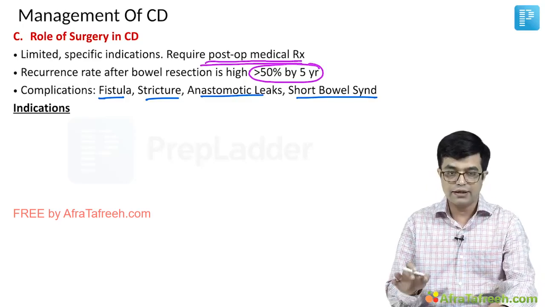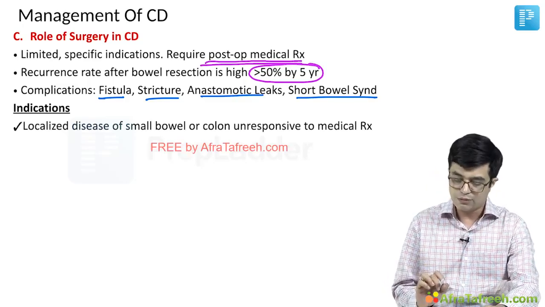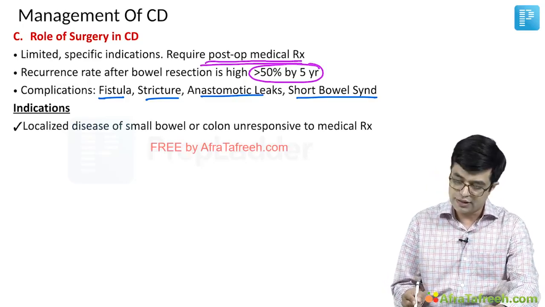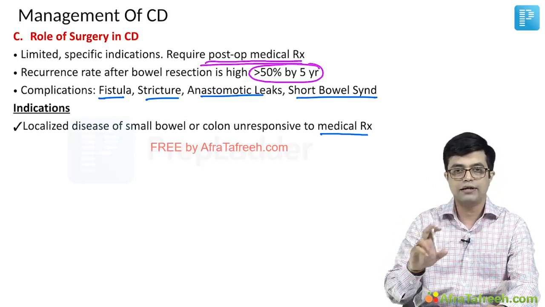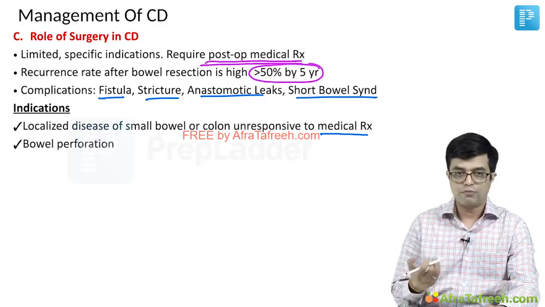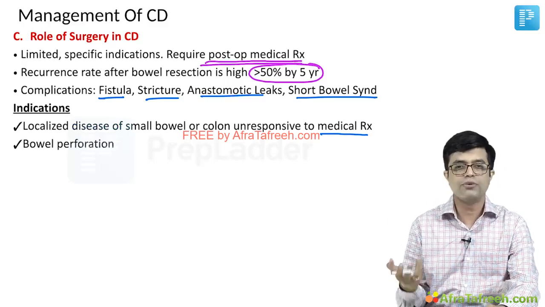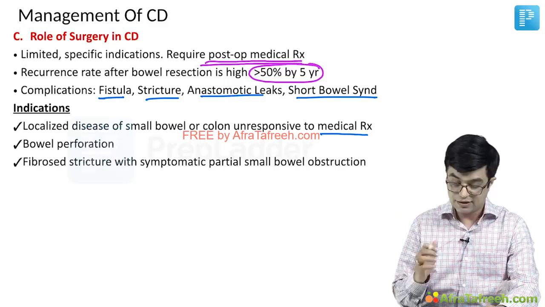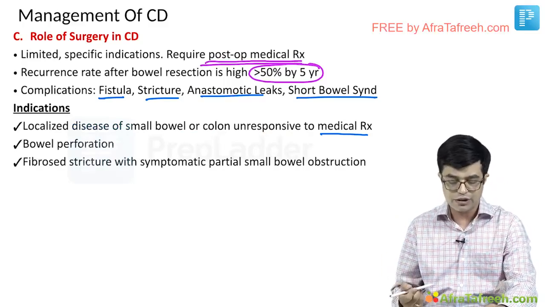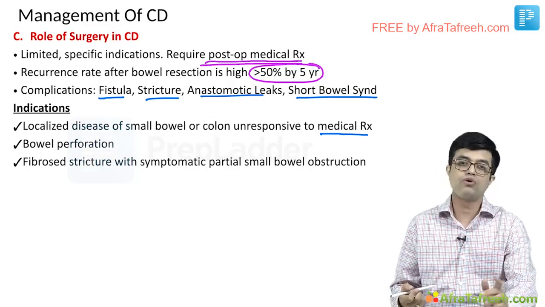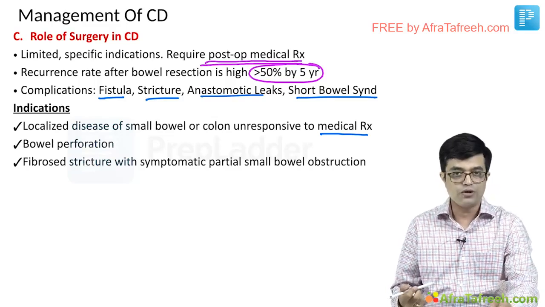Indications of surgery in CD, they include localized disease of small bowel or colon which is unresponsive to medical therapy. You have tried all medical agents, not effective, do surgery. Second, perforation. Perforation due to any reason will always require surgery. Third, fibrous stricture with symptomatic partial small bowel obstruction. If there is a stricture where fibrosis has happened, then surgery needs to be done.